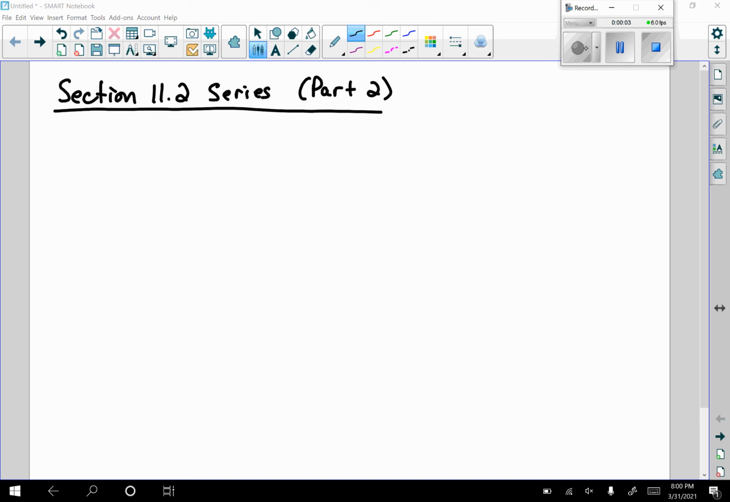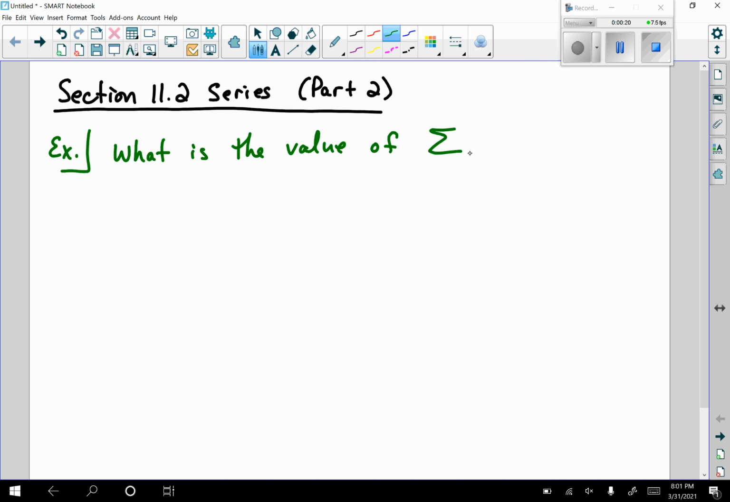So let's continue with part 2 of section 11.2, still working with series. Let's take a look at this example to find the value of a series here, as n goes from 0 to infinity of 1 over the quantity n plus 1 times the quantity n plus 2. Well, if you recognize this, if we put an integral in front of it, we would have to do what technique? Partial fractions. See, this stuff never goes away.